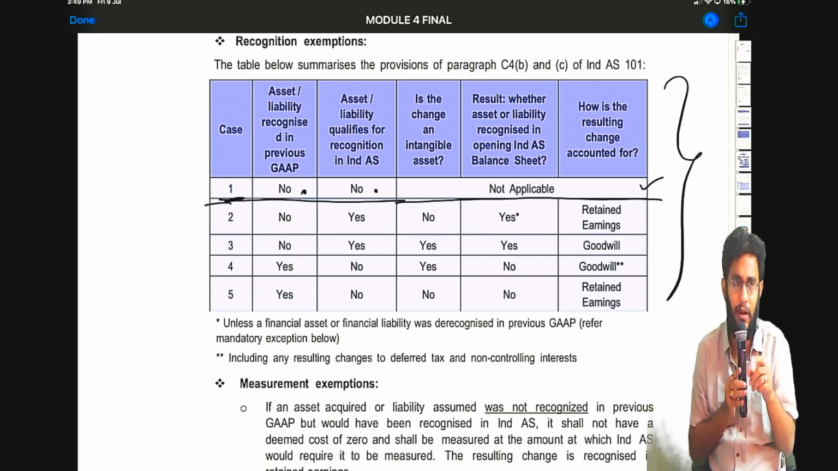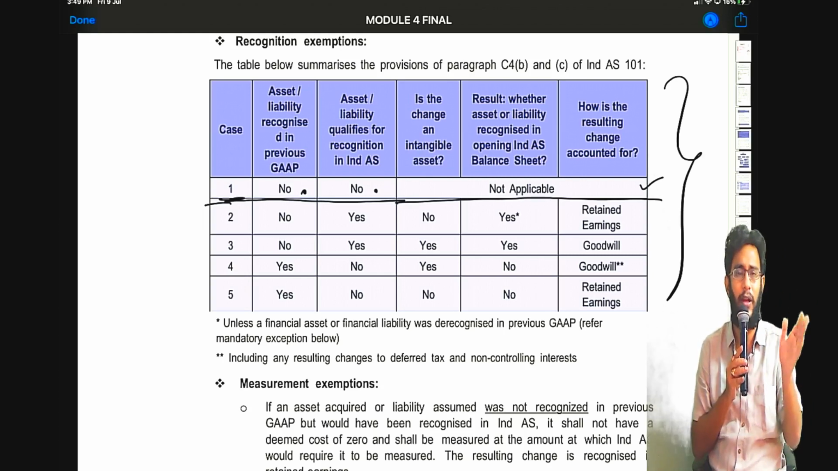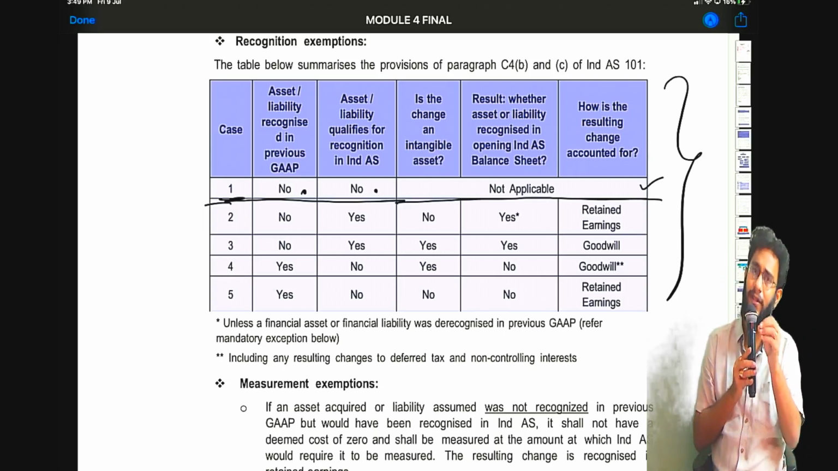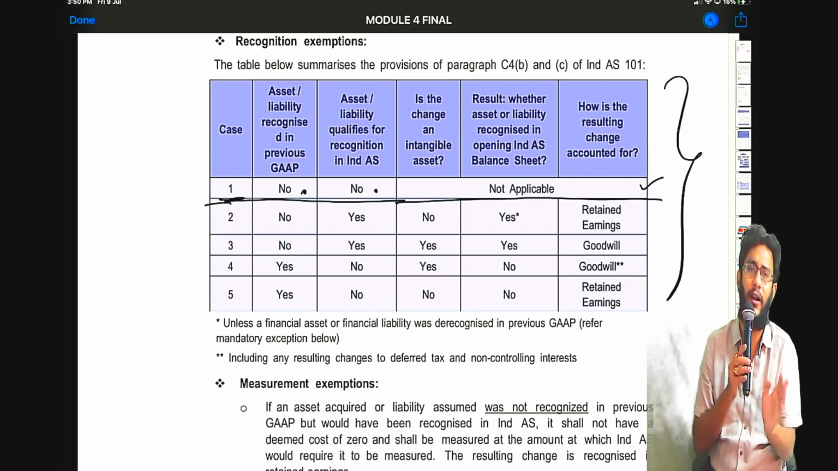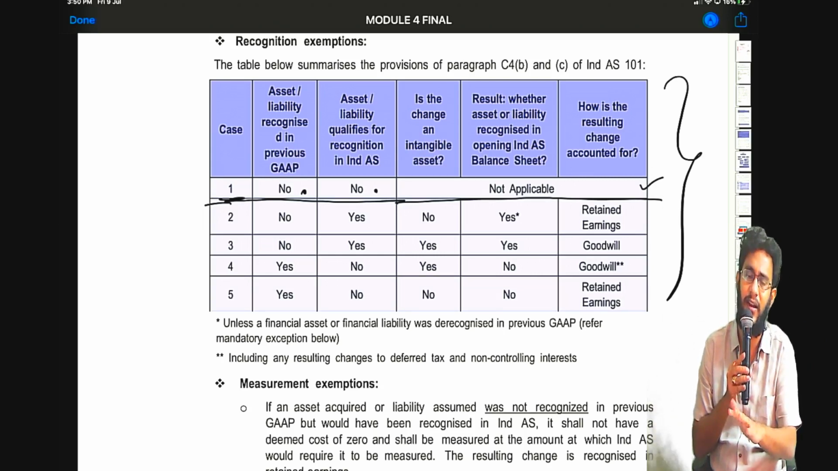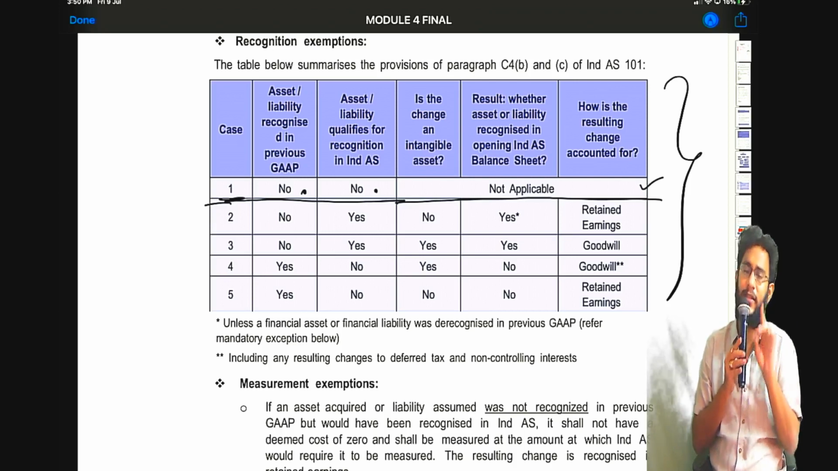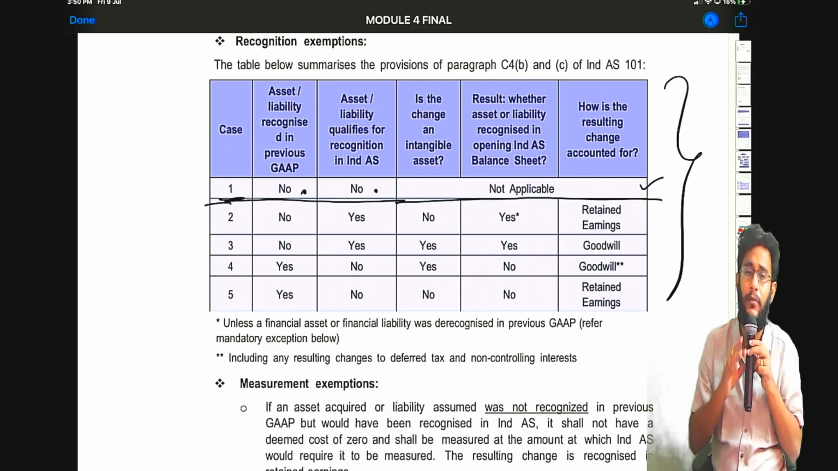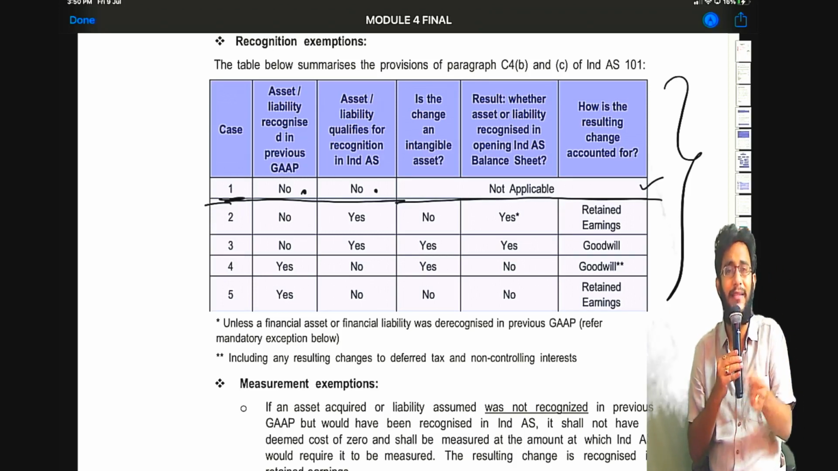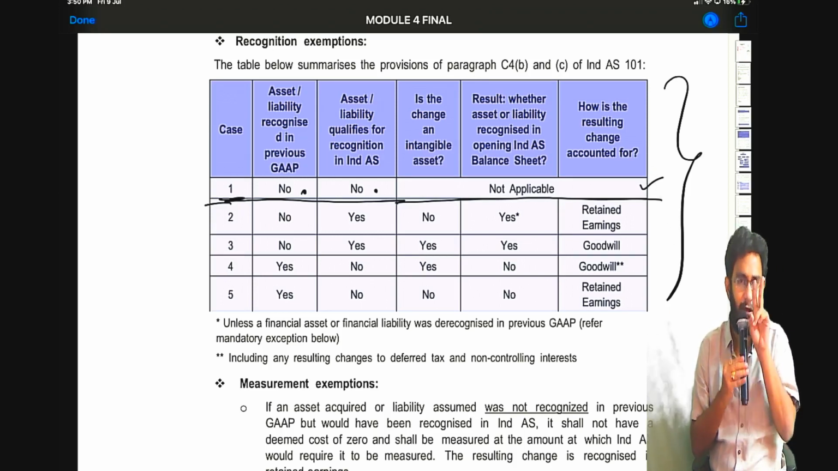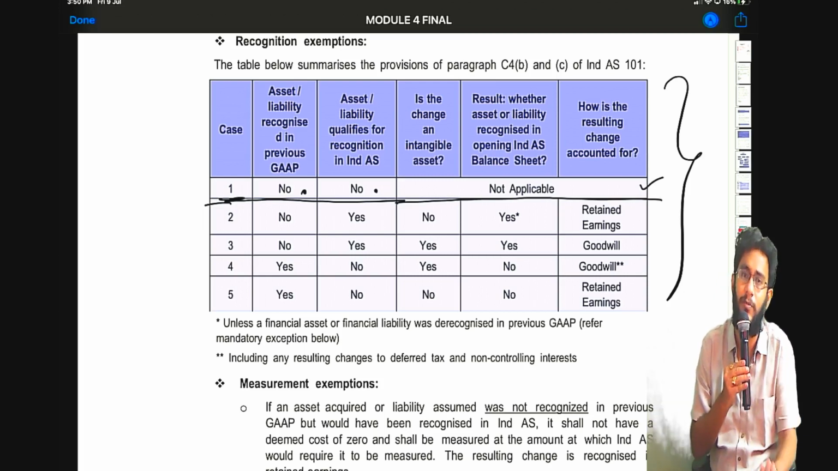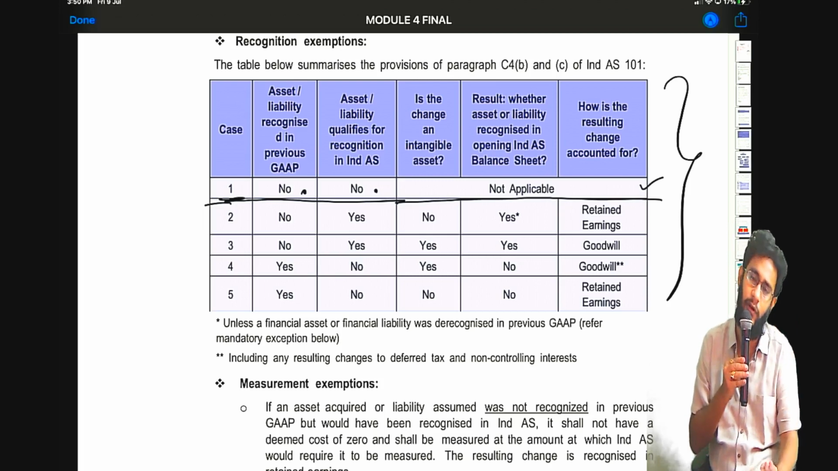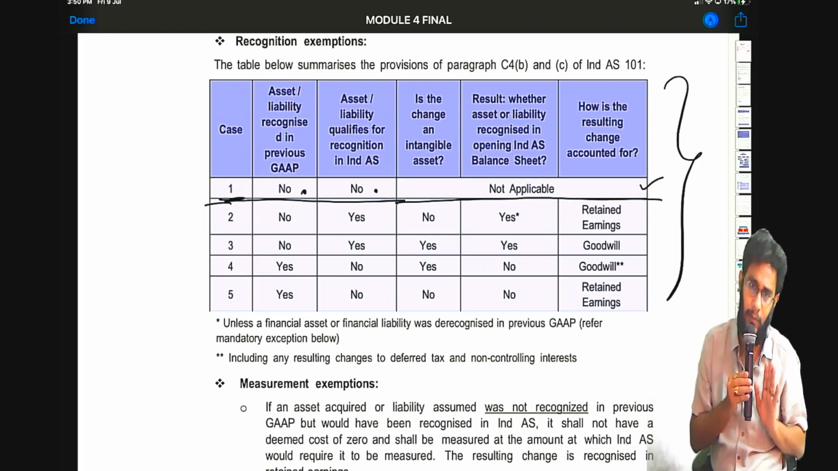What is the general principle? Any adjustments, asset you create, asset you remove, liability you create, liability you remove. In the balance sheet only this much can happen. When this happens, the corresponding impact you give to retained earnings, either increase or decrease, whatever is required. The exception is if you are removing an already existing intangible asset, or you are now recognizing a new intangible asset. In these two cases, the corresponding effect must be given to goodwill or capital reserve. In all other cases you have to give it to retained earnings. That's all there is in the table.